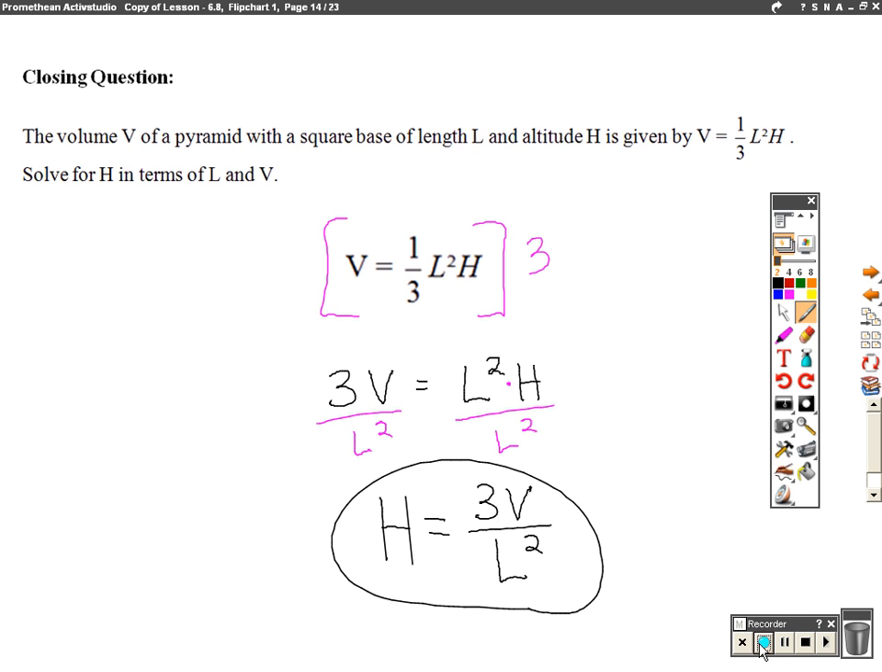So maybe you didn't do it this way, but my first step was to get rid of the fractions, just because I always think it makes it easier if you can get rid of any denominator. So I multiplied through by that LCD, which is 3, and was left with 3V equals L squared H. Then to undo this multiplication, I used division by L squared, and you're left with H equals 3V over L squared.